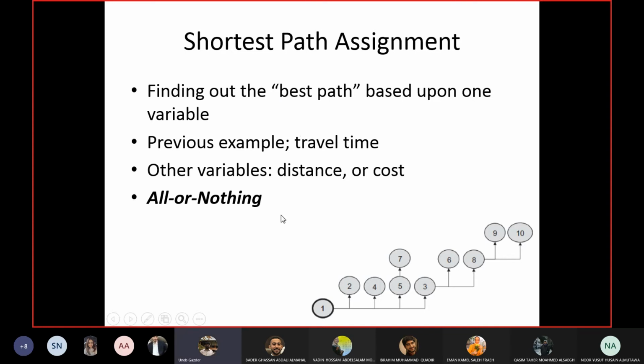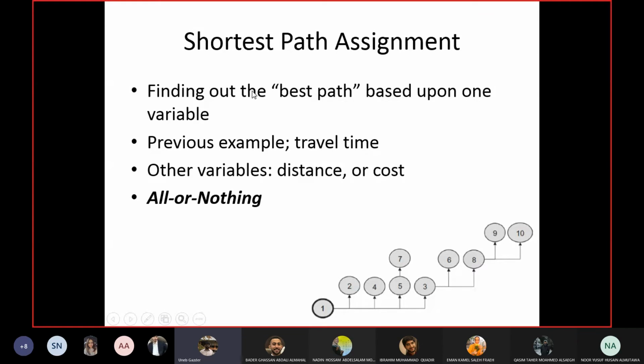Now, when you are deciding, you will decide on the basis of shortest path assignment. You will assign the trips to the shortest path, meaning the one which has the least travel time. The other variables can be distance or cost, so replace travel time with distance or replace travel time with cost.